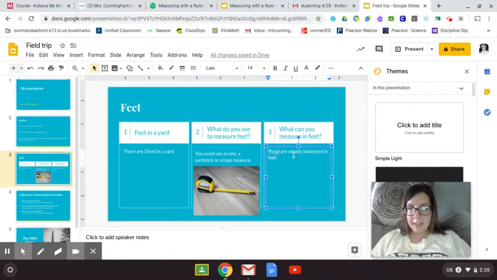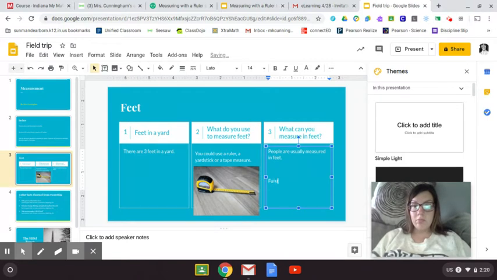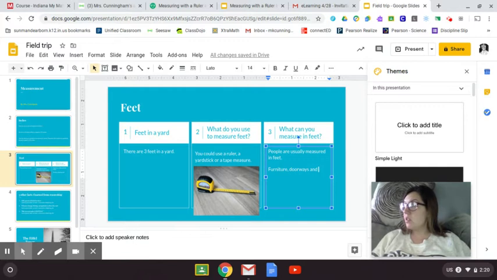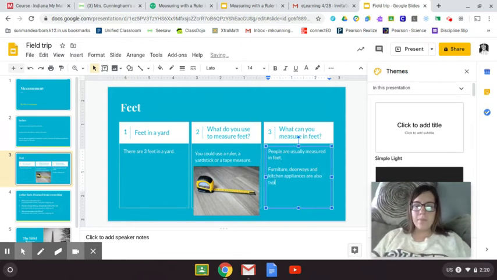Forgot my E. Trying to type too fast. Other things: furniture. Doorways. And what else? Thinking of things in our homes. Kitchen appliances, so like refrigerators and things like that. That stuff's typically measured in feet also.